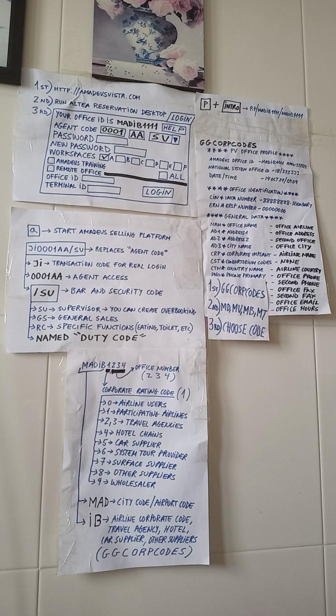So, SU is for supervisor, who can create overbooking, in addition to having other privileges that the other 2 options don't have. GS stands for General Sales. It's the option of choice for employees who are hierarchically below the supervisor. RC is used to specify the different moments that you may encounter in your work day, such as going to eat, to the bathroom, to smoke, to rest, etc.